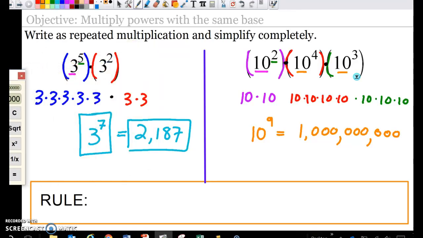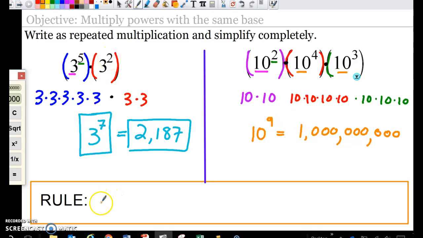Now, instead of having to write them all out like this, all these tens, is there a faster way to do these problems? Have you noticed a pattern? Since these had the same base and I was multiplying to combine them, I went from 5 and 2 to 7, 2, 4, and 3 to 9. 2 plus 4 is 6 tens, plus 3 more is 9. 2 plus 4 plus 3 is 9, 5 plus 2 is 7.